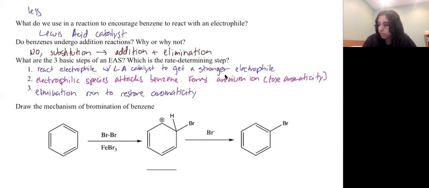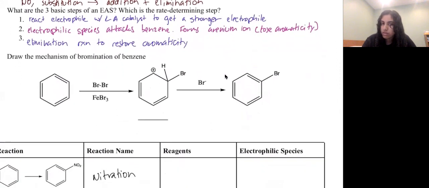So from those three steps, the mechanism looks like this. The first step is that you react your reagents together to get a super strong electrophile. The Br2 on its own is not electrophilic enough to do an attack, so you combine the Br2 with FeBr3 to get your electrophilic species. That's going to look like this.